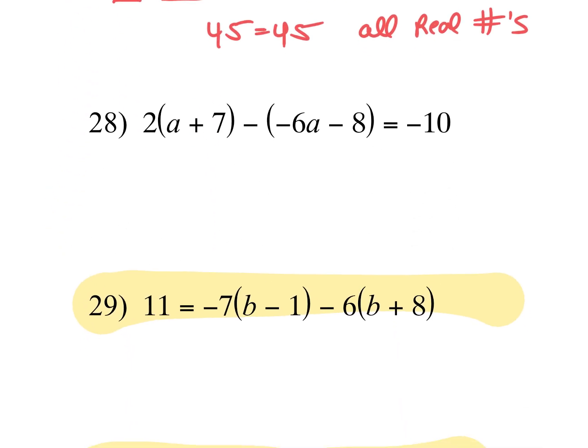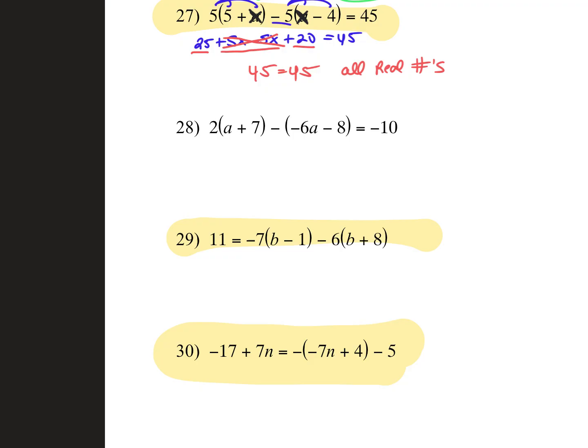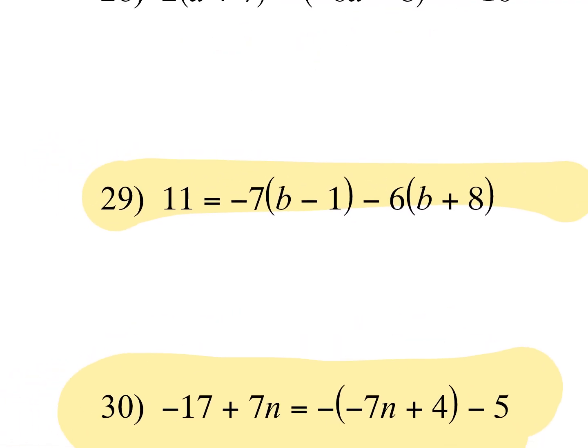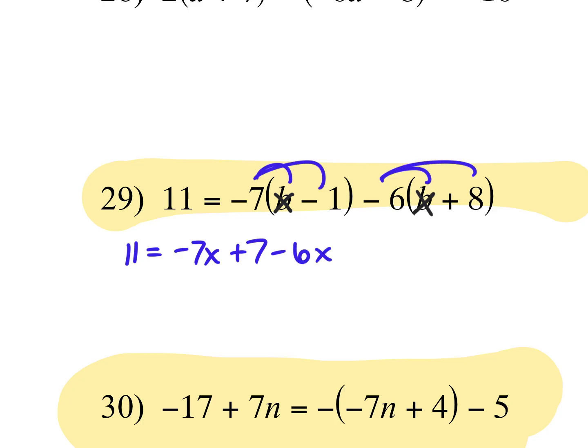Let's look at something like 29. We'll do 29, 30, and 32, and then we're done. Again, I'm going to change this to x. What do I do with my negative 7? Okay, so negative 7 times x is negative 7x. Negative 7 times negative 1, plus 7, good. Negative 6 times x, negative 6x. Negative 6 times 8. 48, good. All right, combine.